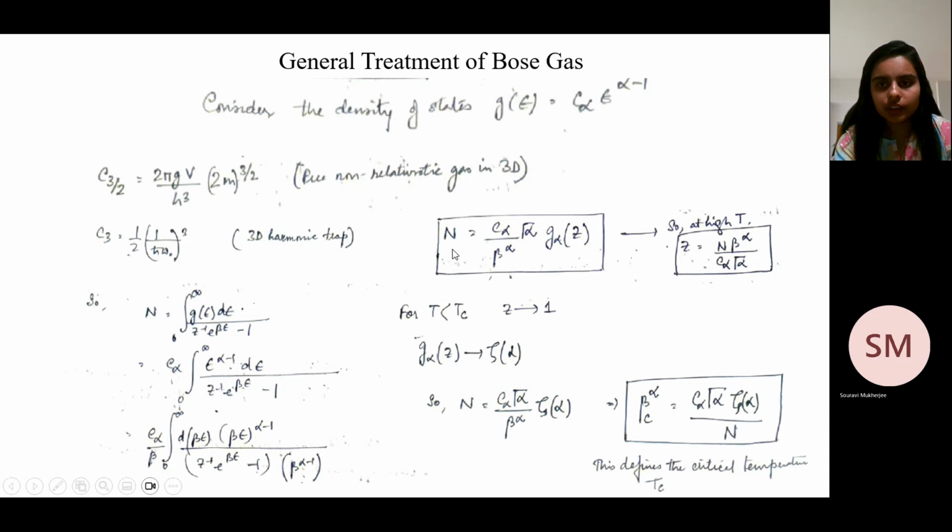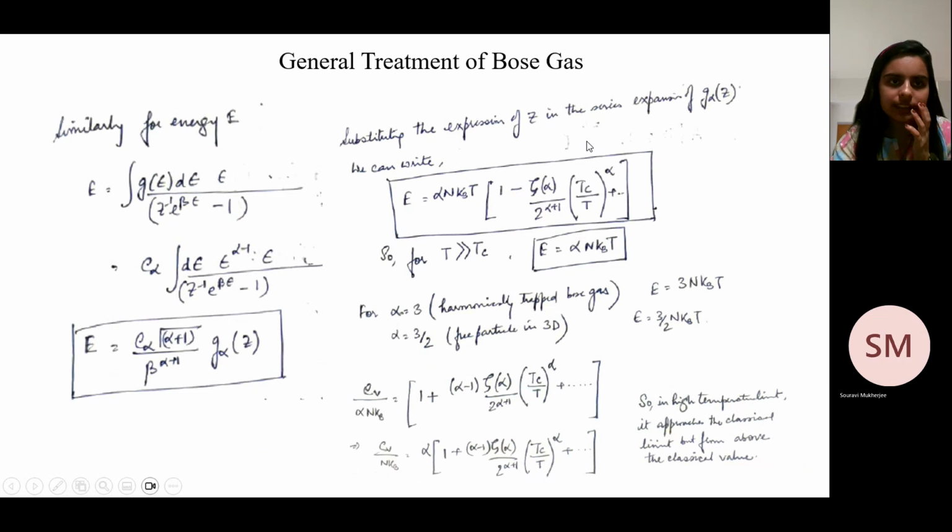This is a general expression for the number of particles, or you can then use it considering that z tends to 1 for T less than Tc. You can replace the Bose-Einstein function by the zeta function, and that would give you an expression for the critical temperature. So this is a general temperature given in terms of this general density of states. And then you can extend it to find the expression for energy, and use it to find the expressions for the different specific heats. So these are the very general cases. And again, here you can see that when you go to temperatures much larger than the critical temperature, you get the classical limit. So all these things are consistent.